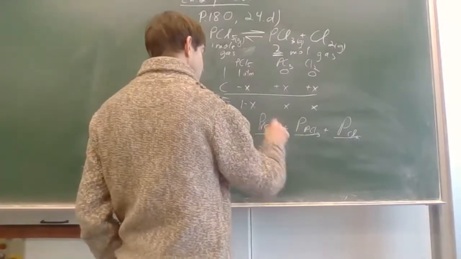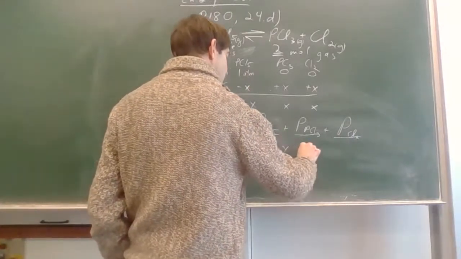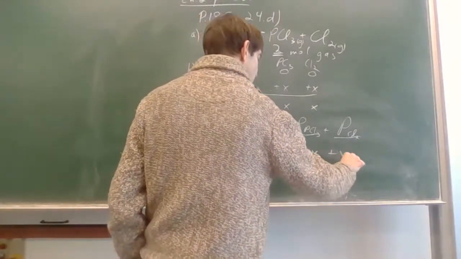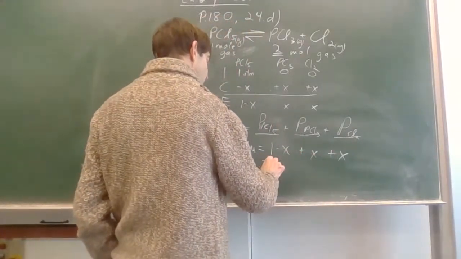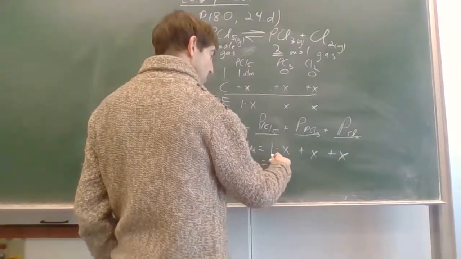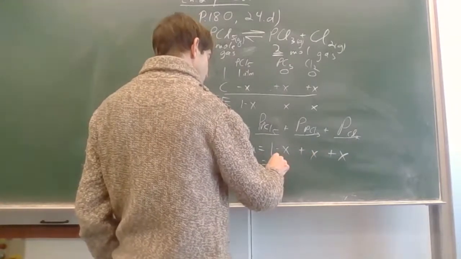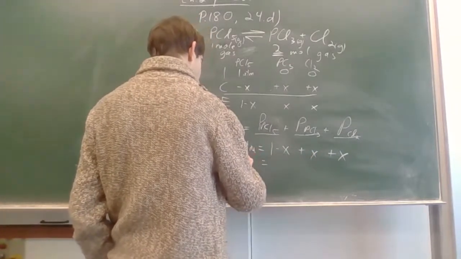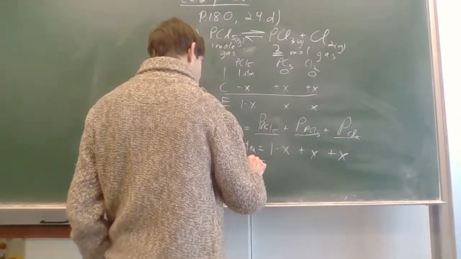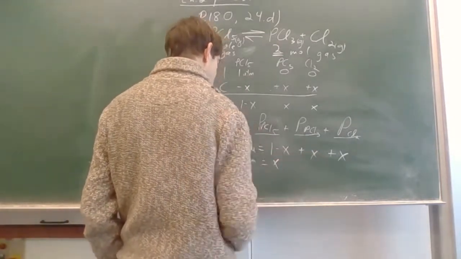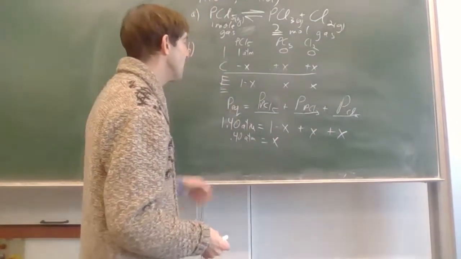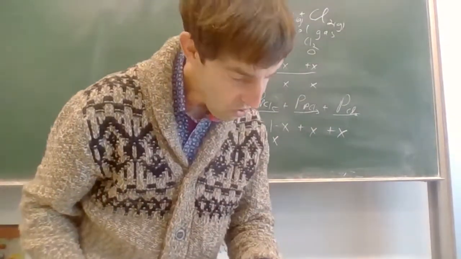And what do I have here? Look at that. A 1 minus X plus X plus X. Can the algebra get any easier? I don't think so. So do that math for me. I've got minus 1, so I've got 0.40 atmospheres. I've got X minus X, I've got X. Okay, so go back and answer the question.